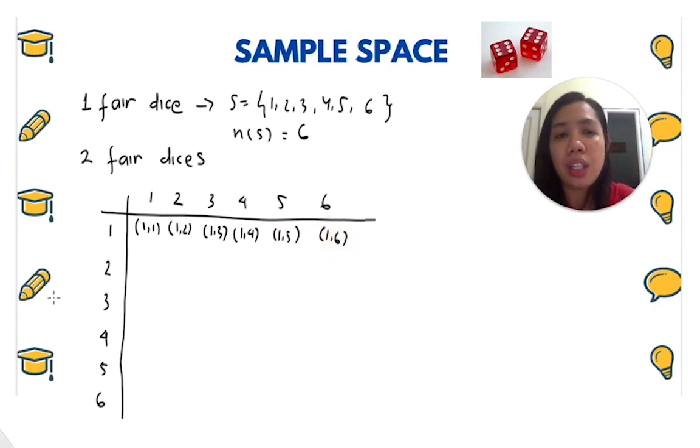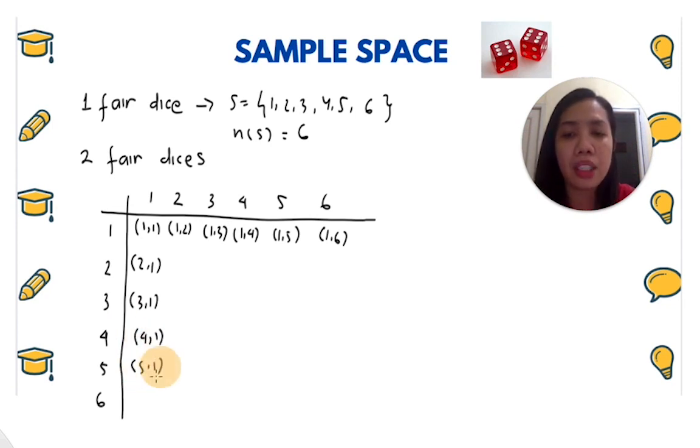Then we work on the first column. Here we have (2, 1). It means that when we are throwing 2 dice simultaneously, we get 2 from the first dice and 1 from the second dice. Down to (6, 1), and we continue the whole process until we get to (6, 6). Let me continue first.